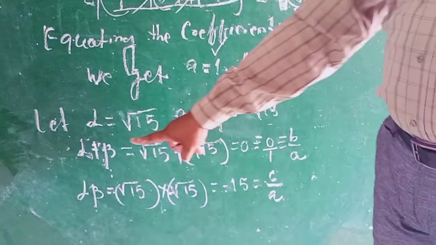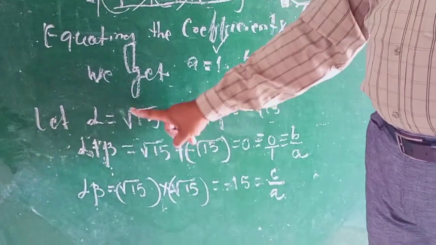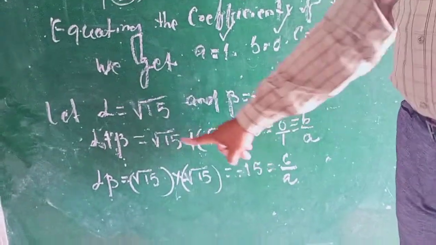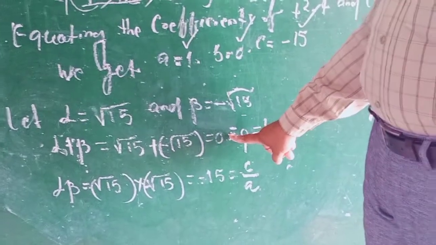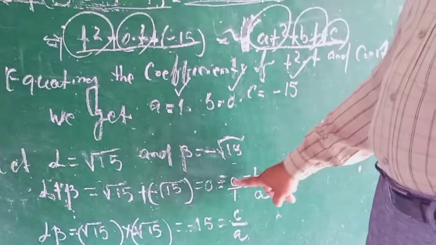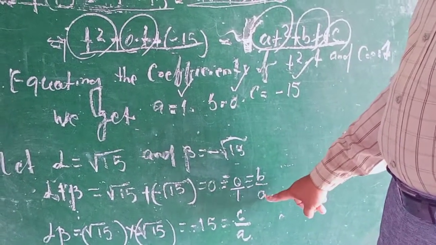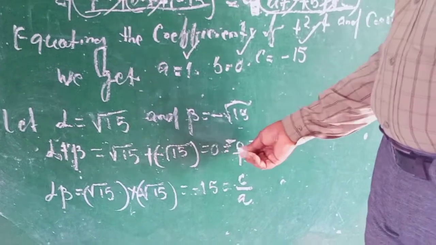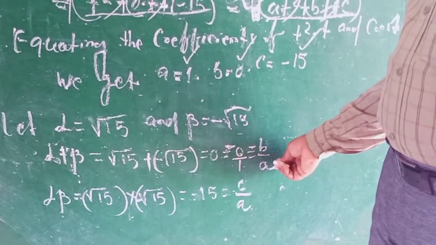Now alpha plus beta is equal to square root of 15 plus minus square root of 15. Both will cancel, it will be 0. 0 can be written as 0 by 1. So now you see b is equal to 0. In place of 0 you can write b, and here you can write a, and here is minus 0 and minus 0, same thing. So you can write minus b by a.